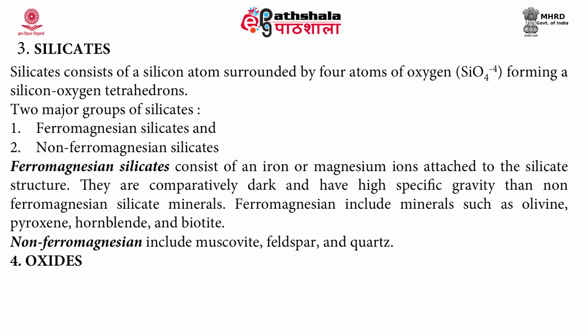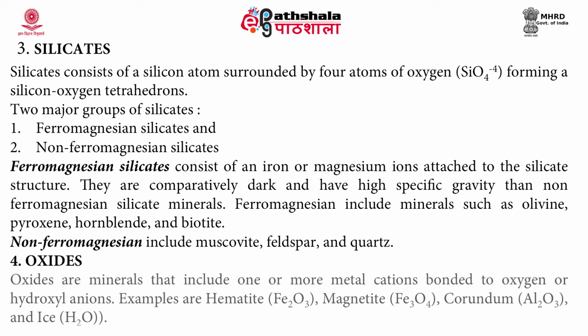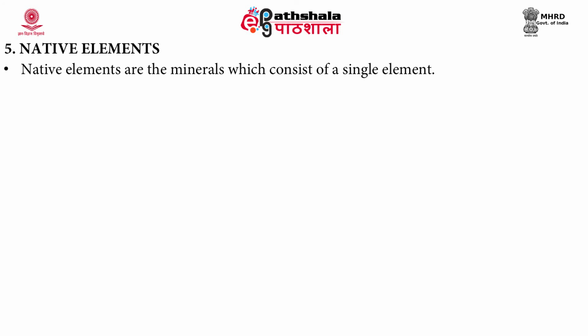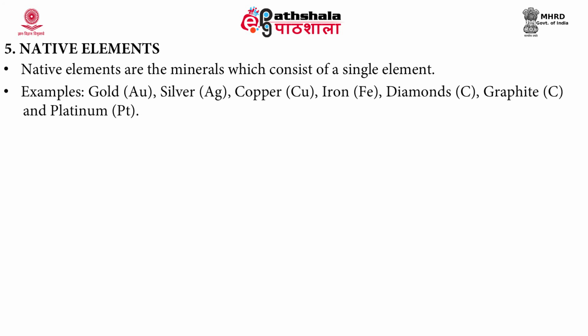Next category is oxides. Oxides are minerals that include one or more metal cations bonded to oxygen or hydroxyl anions. Examples are hematite, magnetite, corundum and ice. Next category is the native elements. Native elements are minerals which consist of a single element, for example gold, silver, copper, iron, diamond, graphite and platinum.